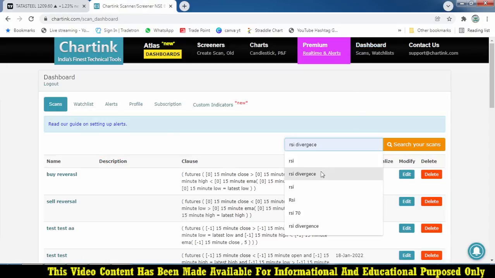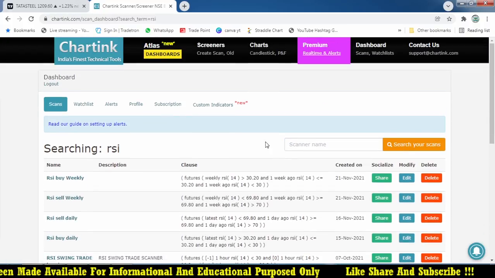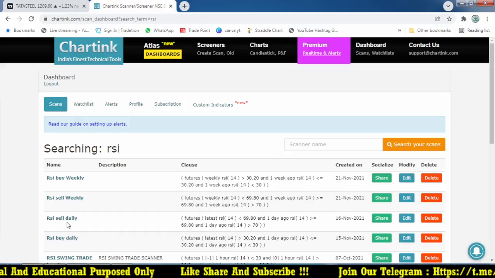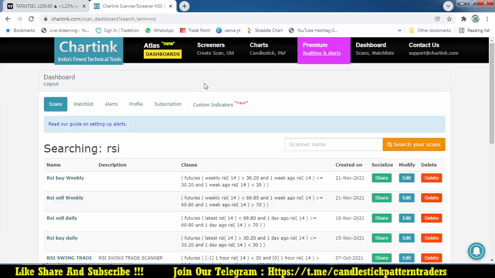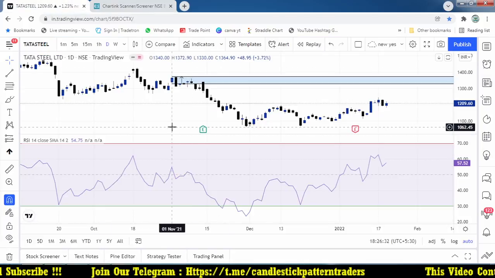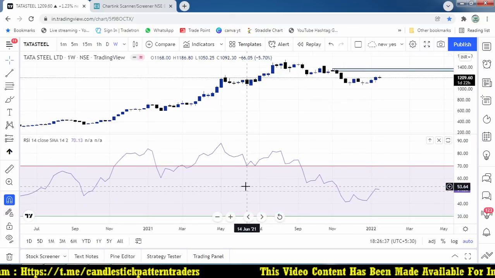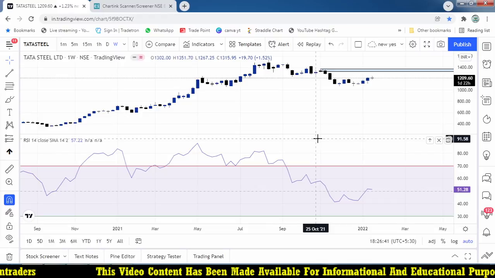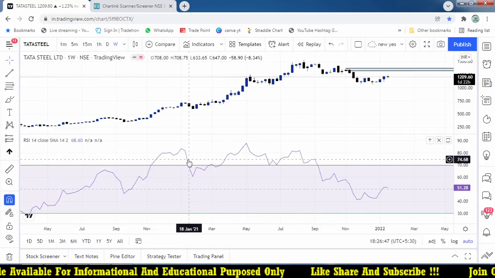If I check the RSI, there are four scanners which I use for RSI. RSI buy daily and RSI sell daily, and I can use the same on a weekly basis also. How am I using the weekly? Simply, I use the charts in the weekly time frame. If you use a weekly time frame, it is a high risk and high reward kind of trade, because you can take big risk trades.